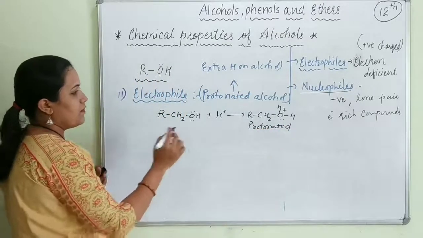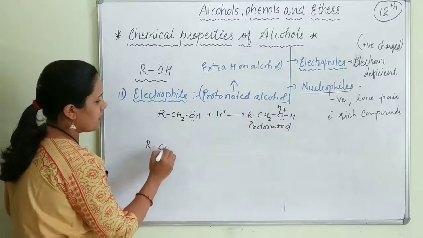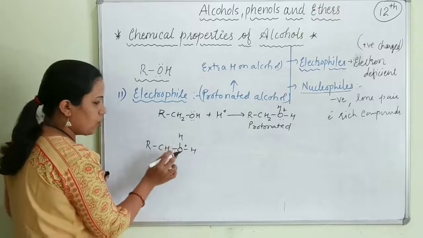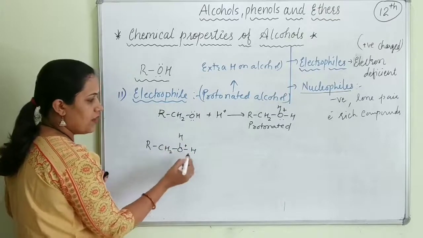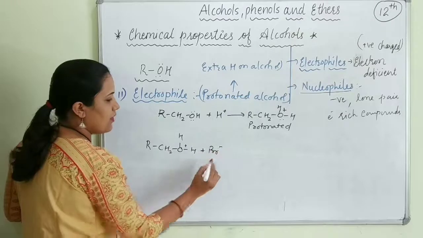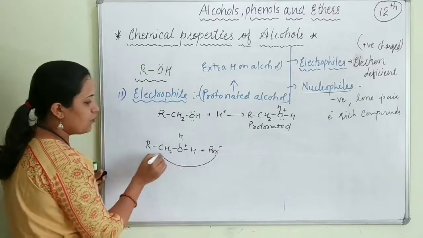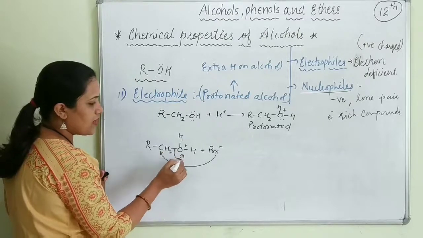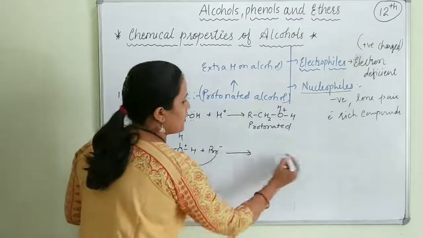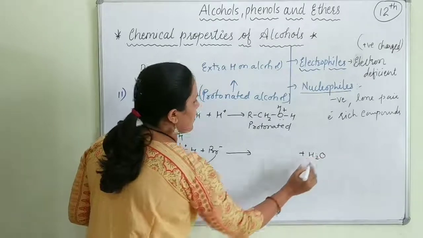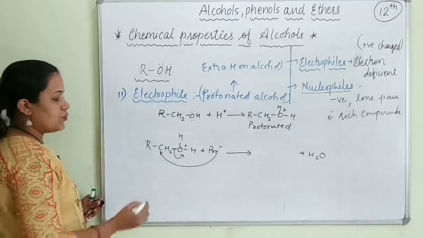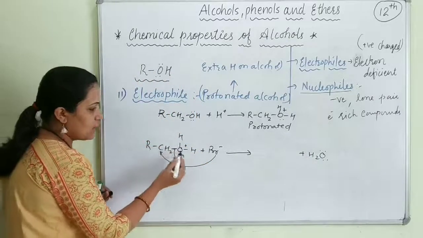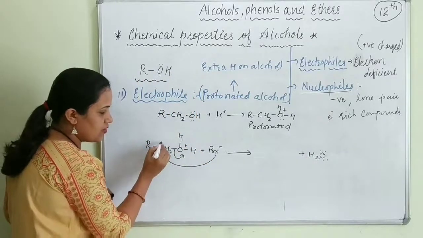Okay, so after converting into protonated, what will happen? This RCH2OH and this H, now water wants to become free, and when any nucleophile attacks, this electron pair will transfer to oxygen and convert it into H2O, which will contain two lone pairs. Now as soon as it converts, it becomes positive.